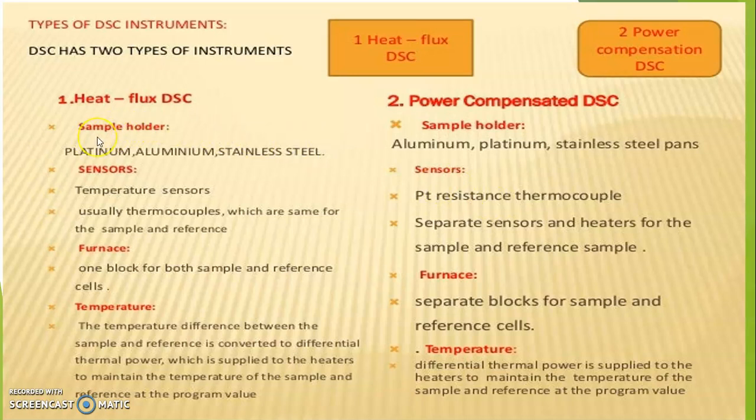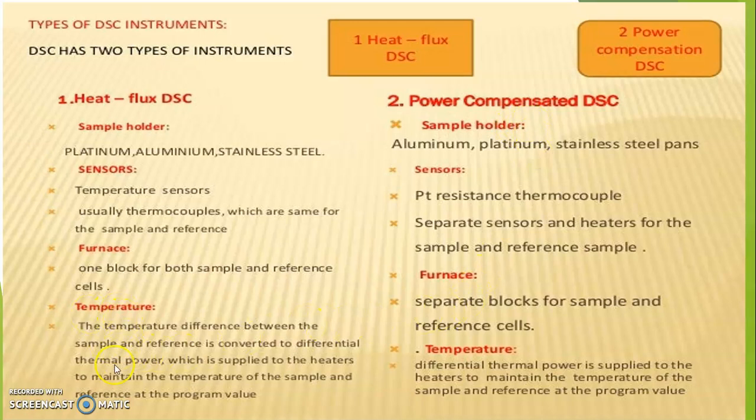So the first one is the sample holder. In both instruments, the sample holder is made up of platinum, aluminium and stainless steel, the same as for the power compensated DSC. Next one is the sensor. In the heat flux DSC, temperature sensors are used, but in the power compensated DSC, we use platinum resistance thermometers. In heat flux DSC, usually thermocouples are the same for the sample and reference. But in the power compensated DSC, separate heaters or thermocouples are used for the sample and reference. Furnace: one block for both sample and reference cells, whereas separate blocks are used for the sample and reference in the power compensated DSC.